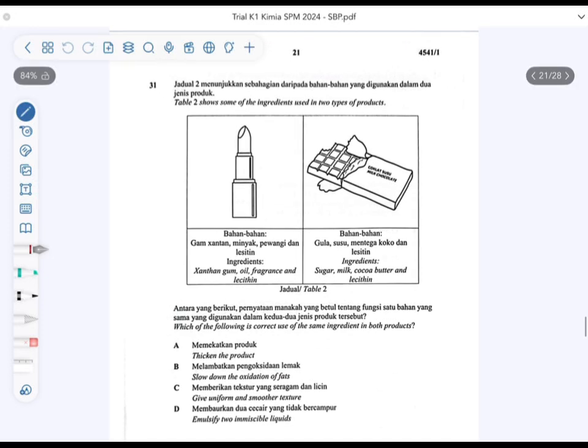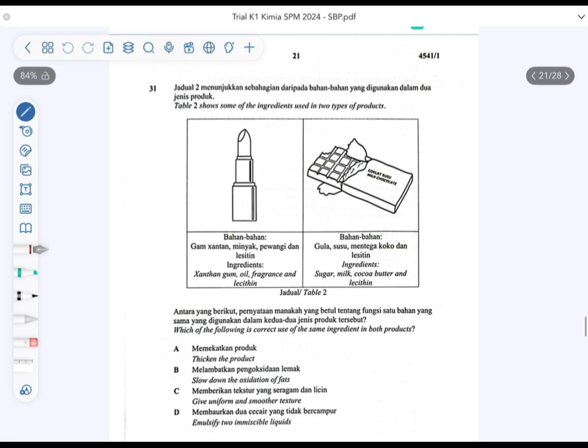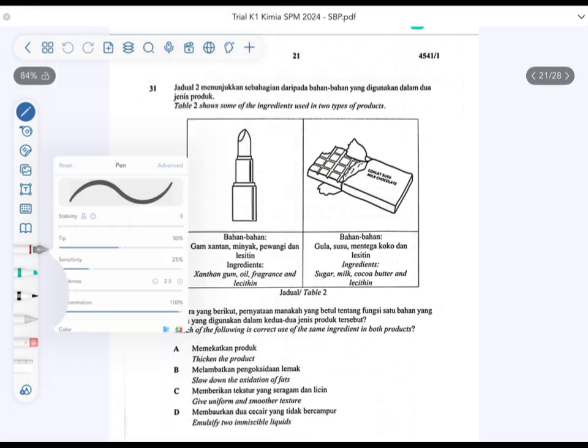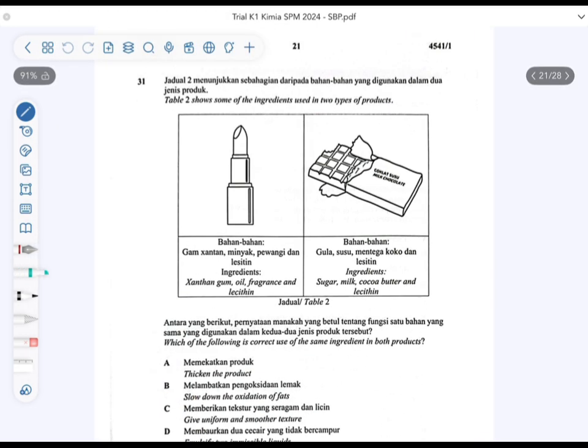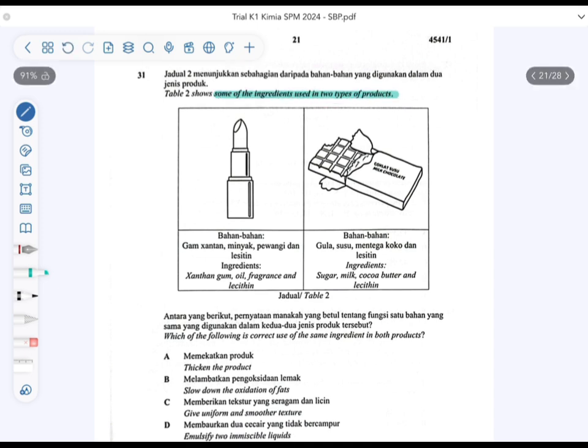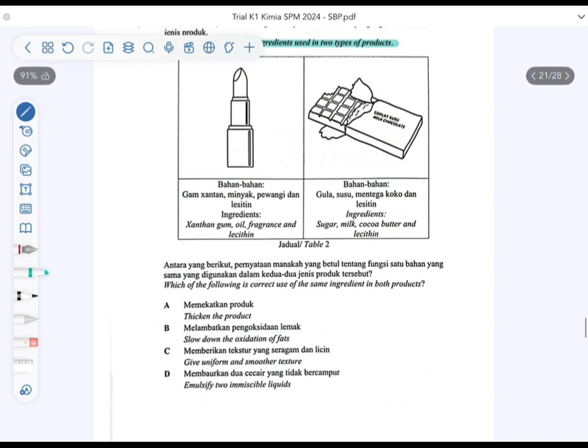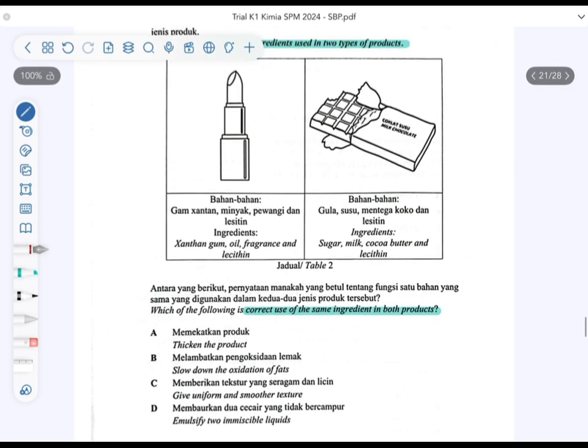Okay, so let's continue for the last part of this paper, which is we are going to discuss question 31. So let's go through this question together. This Table 2 shows us some of the ingredients used in two types of products. Obviously we have the lipstick at the left and the chocolate at the right. The question wants us to find the correct use of the same ingredient in both products.